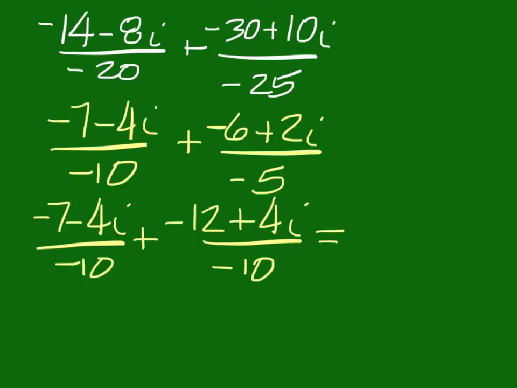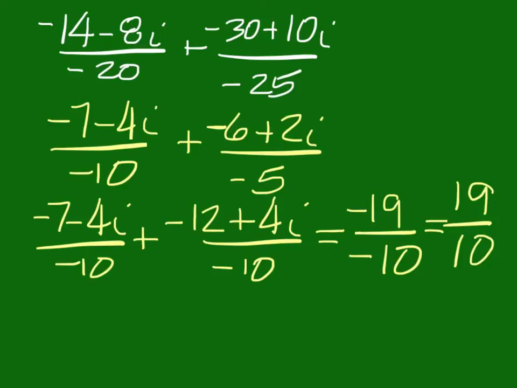And since I'm adding, there's no need for parentheses. Negative 7 plus a negative 12 is negative 19. And then negative 4i plus 4i is 0, so they're gone. All of this is over a negative 10, which of course you have to simplify down to 19 over 10.